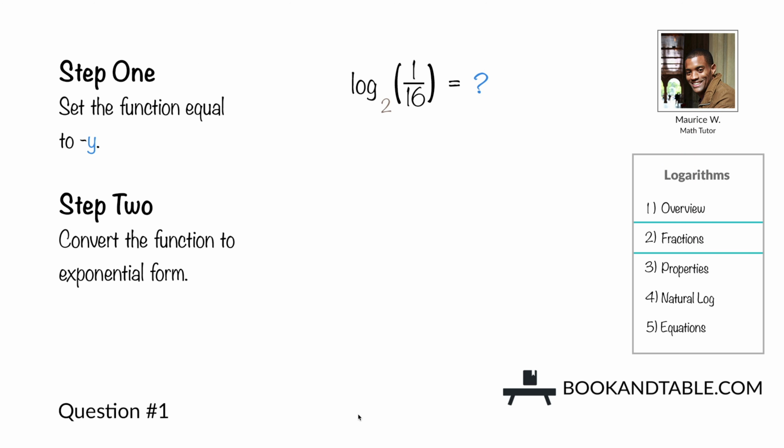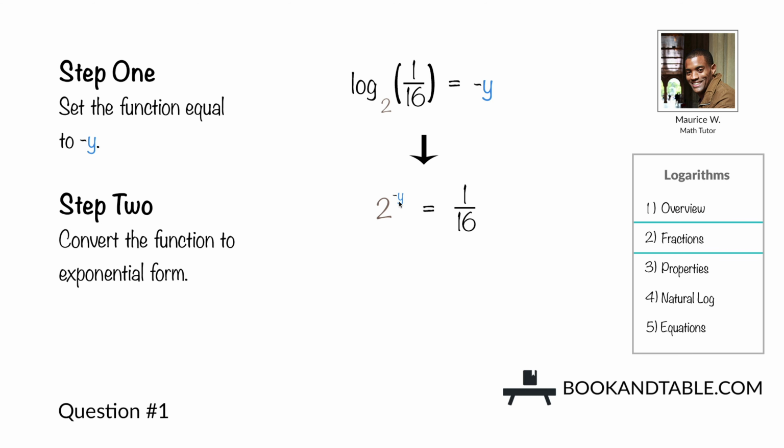Question number 1, we are given log base 2 of 1/16. So step 1, we want to set the function equal to negative y, since we have a base that is an integer and an argument that is a fraction with a numerator of 1. Now that we have our logarithm set up, we can convert the function to exponential form. So we have our base 2, we raise it to a power of negative y and set that equal to 1/16.